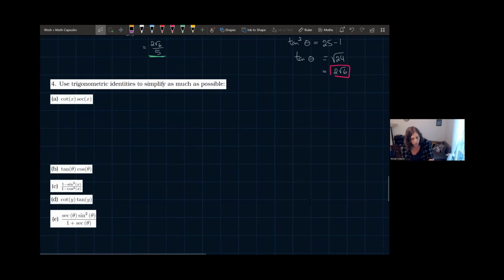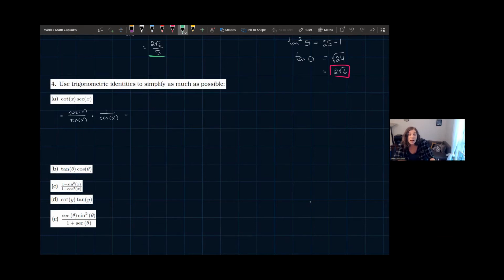Great. So first one, I have cotan times cosecant. Well, I don't necessarily know where this is going, but I know that in order to try and clean it up, I need to rewrite these in terms of sine and cosine. So cotan is the same thing as cosine over sine. Secant is the same thing as 1 over cosine. Okay, so that's simple enough.